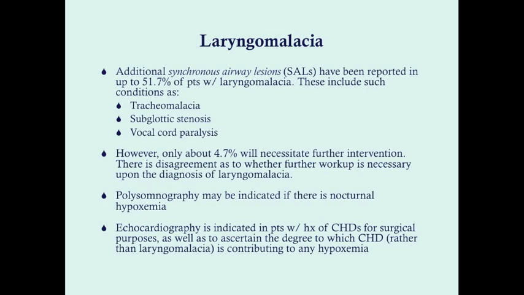Okay, so this is just some ancillary information for laryngomalacia. In about half of patients, it's been reported they have what's called synchronous airway lesions, which can include other problems of the airway, including tracheomalacia, which is a cartilaginous issue of the structures of the trachea, subglottic stenosis, and vocal cord paralysis. So usually, if these are present, this can make the condition a little bit worse, and so that can be something that may precipitate the need for surgery as well, but not in all cases. Only about 4.7% will require further intervention.